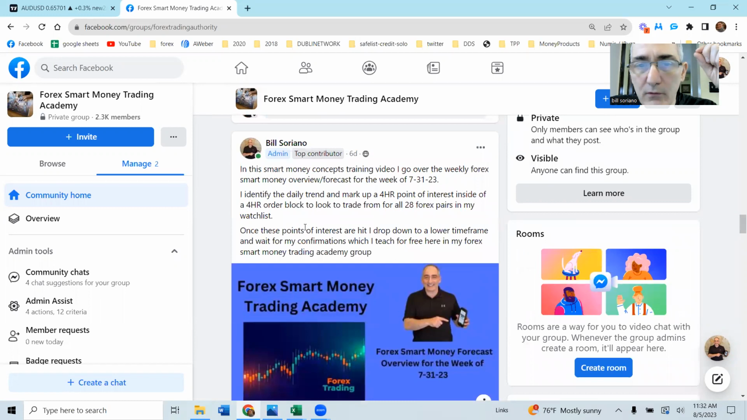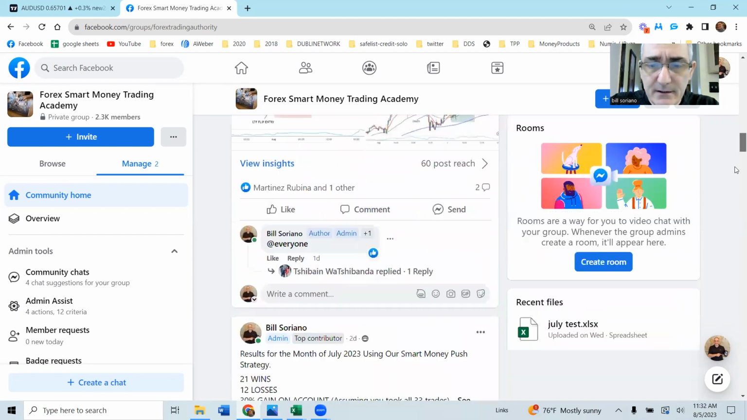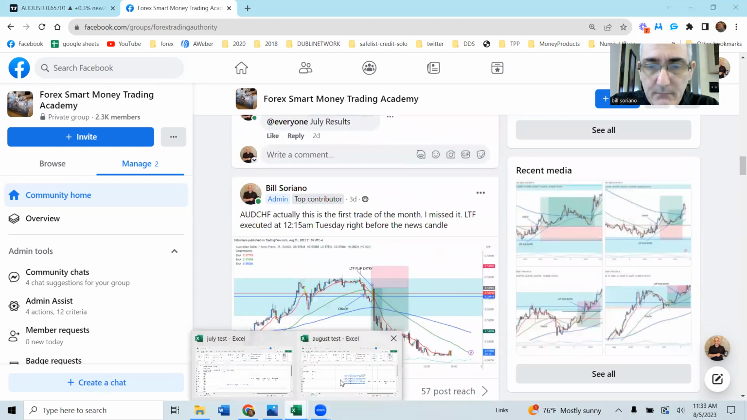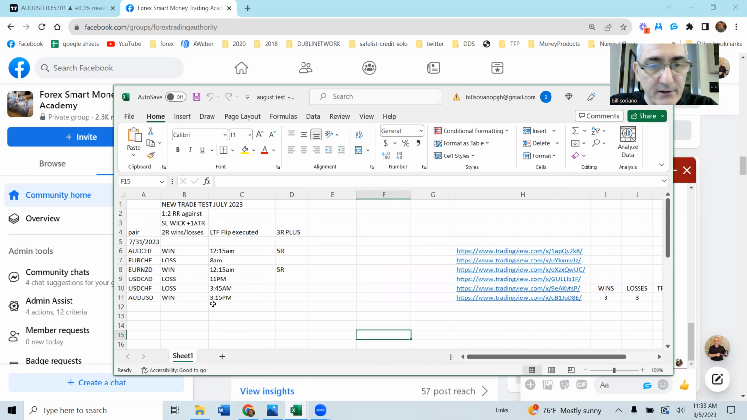So tomorrow we'll go over the Smart Money overview forecast for the week of August 6th. We'll identify those points of interest inside the 4-hour order blocks. As the trades go off for the week, we'll put the markups here in the group, like I did, and we'll keep track of them in our spreadsheet, our journal here. And then at the end of the week, like I'm doing today, we'll go over all the trades that are in the journal here, and I'll show you exactly why and when and where I would have taken that trade to get us the result that we got.